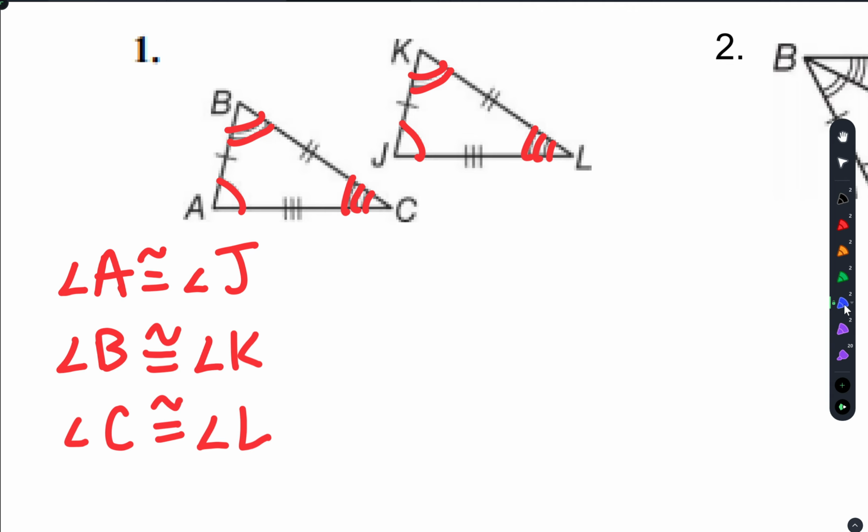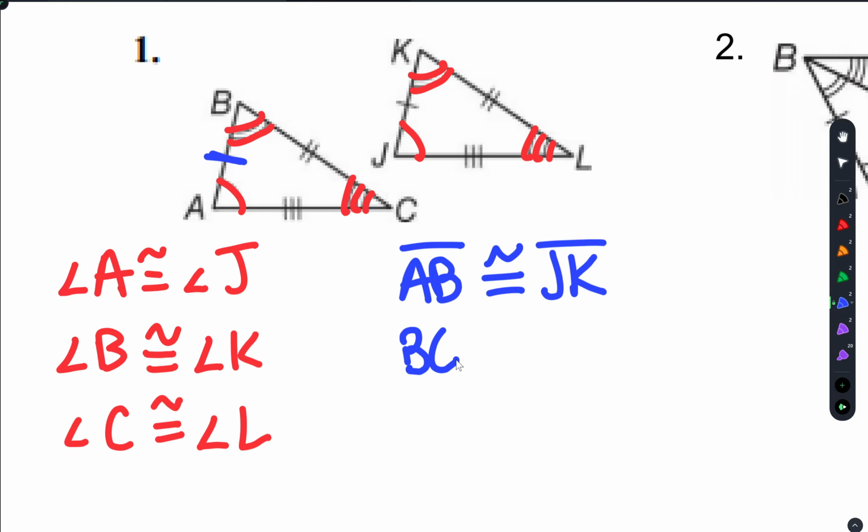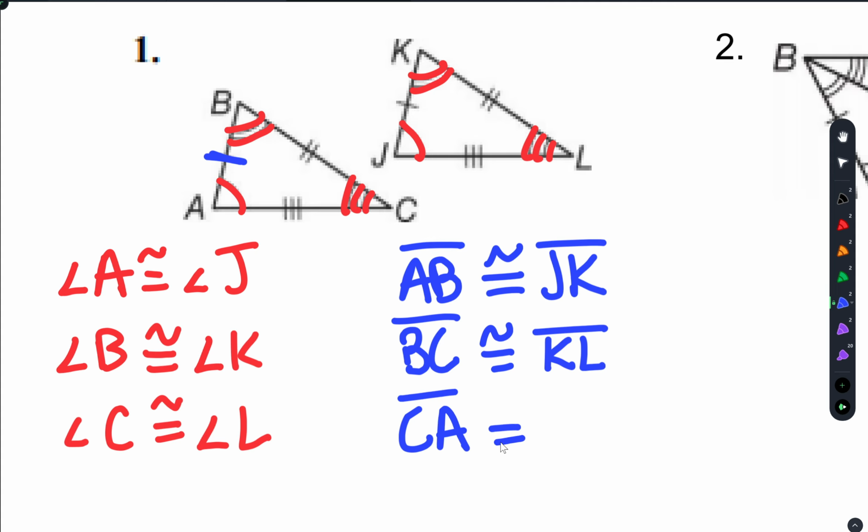This is where we get tricky. If I start with AB, A was my 1 tick mark angle, B was my 2 tick mark angle. I want to make sure that I do the same thing on the other side. So I should go JK, 1 tick mark to 2 tick marks. If I start with BC, then I should have KL, 2 tick marks to 3 tick marks. CA goes with LJ, 3 tick marks to 1 tick mark.